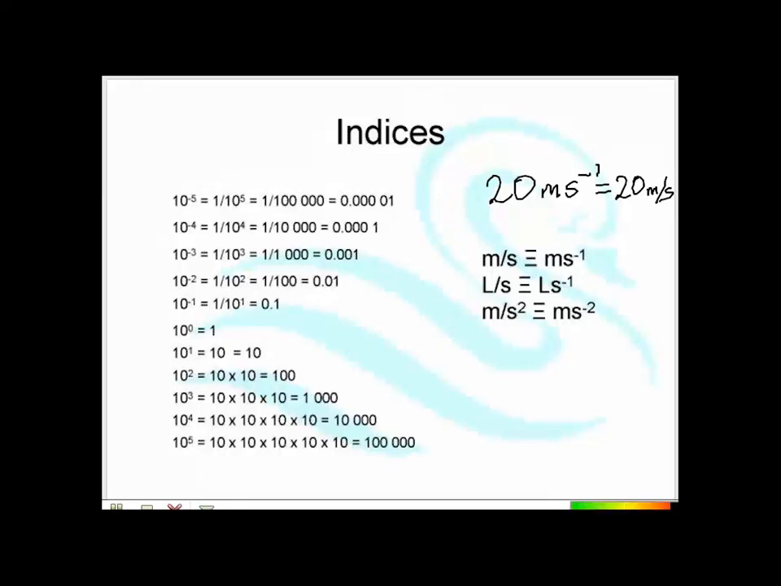Similarly, if you have an acceleration, meters per second squared, then that can be written as meters per second to the minus 2. So sometimes you'll see it written as meters per second squared, sometimes you'll see it written as meters per second to the minus 2.